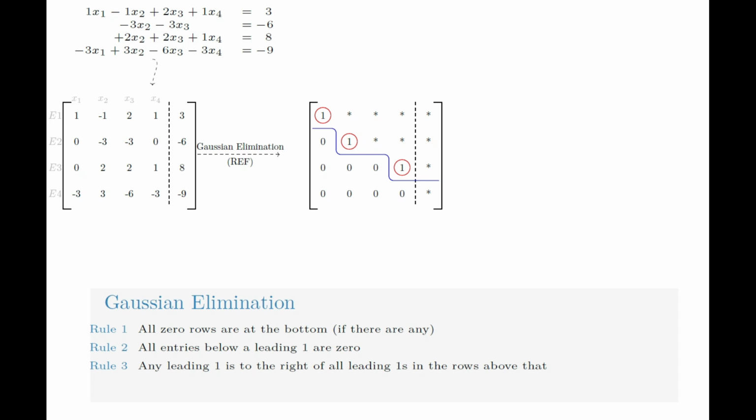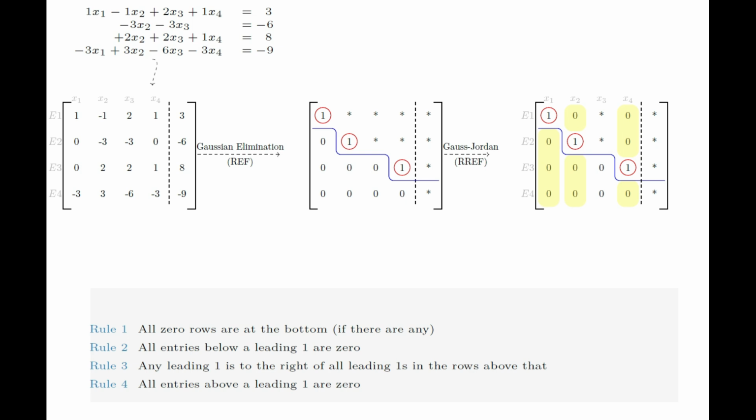And for Gauss-Jordan elimination, we have one extra step, okay? Not only do you want the entries below the leading ones to be 0, you also want the entries above the leading ones to be 0 as well. So if you follow these 4 rules using elementary row operations, you form reduced row echelon form, and when you have this form, you can convert everything back into equations, okay? And you will see that this system is much easier to deal with than the original system.